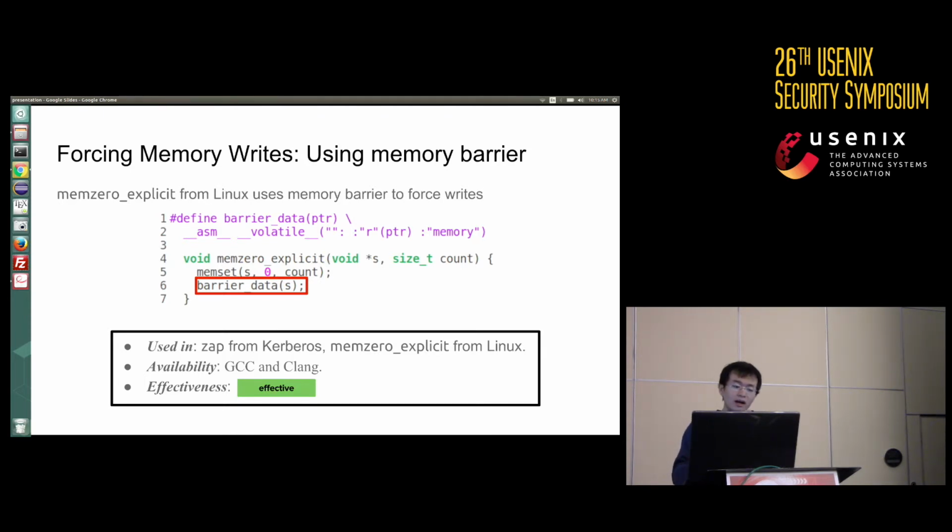So here, on line 6, there's a memory barrier. This memory barrier tells the compiler that the inline assembly statement may read the memory pointed to by S, forcing the compiler to keep the call to memset on line 5. We have verified that this technique is effective, but it only works with compilers that support memory barriers.